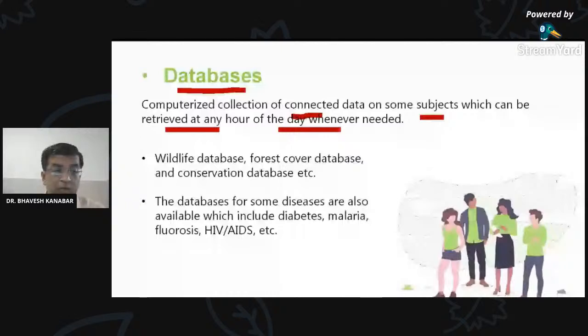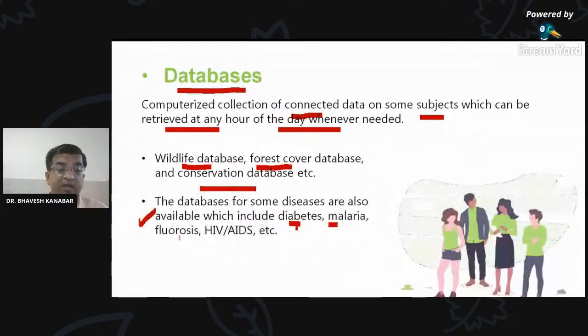In case of the environment, there are wildlife database, forest cover database, conservation database, database related to wind speed, database related to rain forecast, database related to various fluctuations in season, cyclone forecast. These databases are also there in case of health, like database of diabetes, database of malaria, HIV, AIDS, all the diseases.